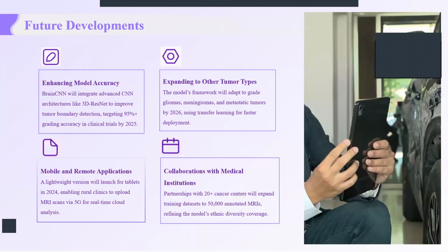In the future, the authors suggest using 3D CNNs and testing on other tumor types. They also plan to develop a lightweight version for mobile or remote use. These are good directions for practical deployment.